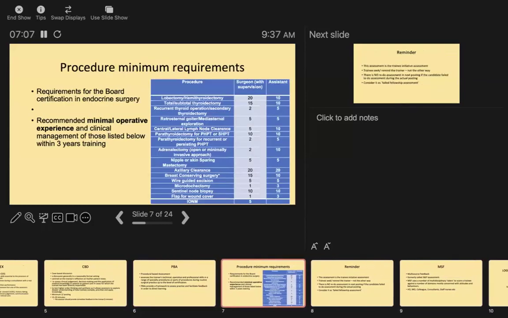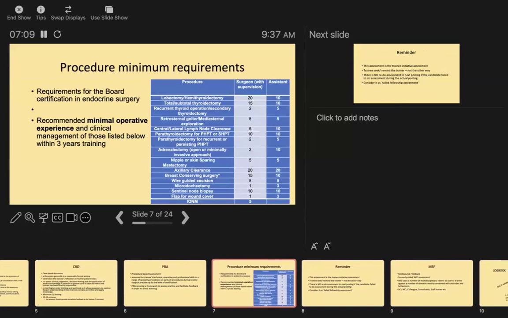Right. So with regards to PBA, these are the requirements that are needed. Right? You can take a picture of this, but we decided mastectomy is no more. Everybody should know how to do a mastectomy, but nipple or skin sparing is added as one of the things that you need to do. Right?